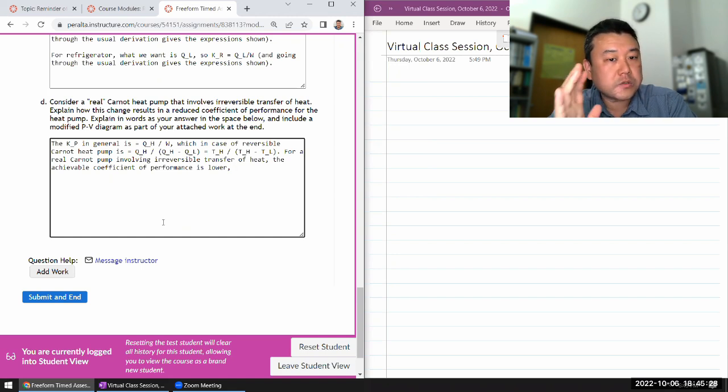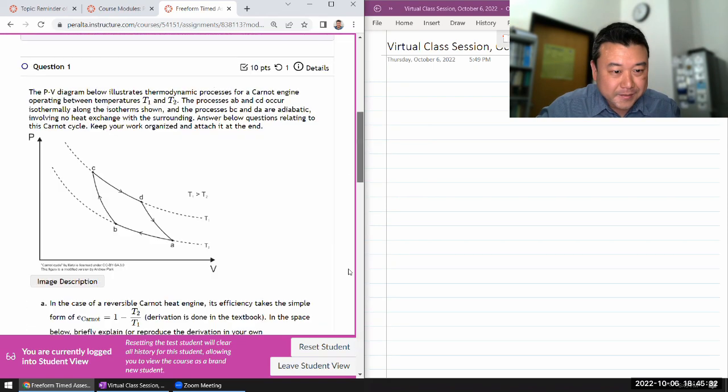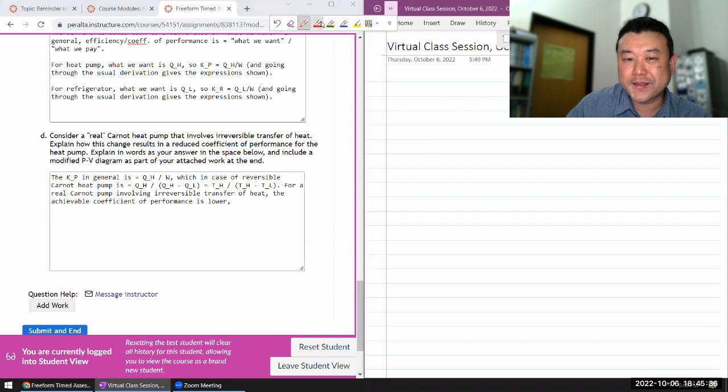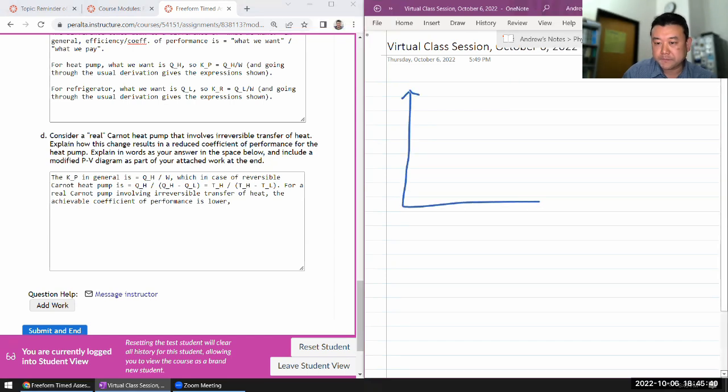I think I have the time, 3 minutes. Yeah, so it's better drawn on a figure than explained in words. Imagine this PV diagram, and let's say you have access to two isotherms, the high temperature reservoir isotherm and the low temperature reservoir isotherm.